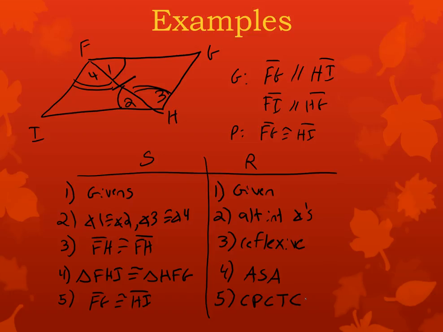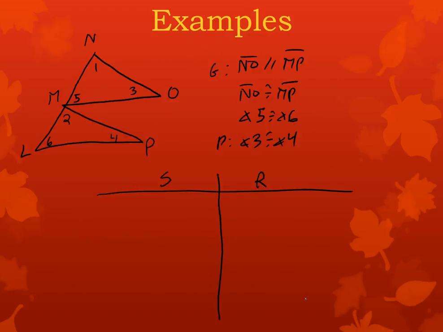Alright, just one more proof we want to give a try. And actually I want you to try this one on your own. See what you can, fill out the entire diagram, use the given statements. We know that NO is congruent to MP. Angle 5 is congruent to angle 6. Use the given information to prove these two triangles are congruent, to then say 3 and 4 are congruent because they're corresponding parts. So go ahead and pause the video, and then I'll go over it with you.